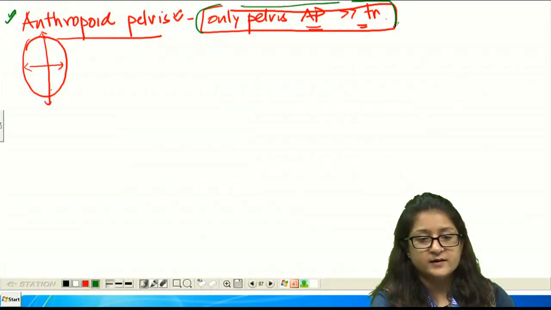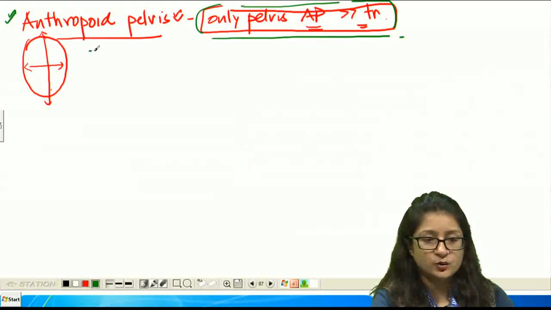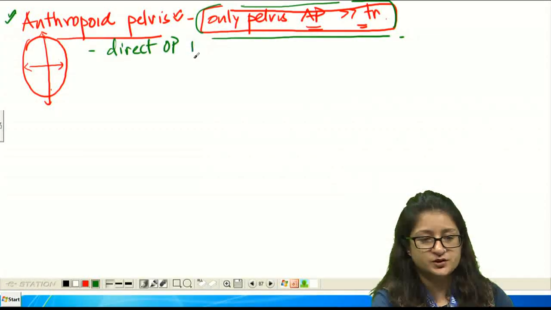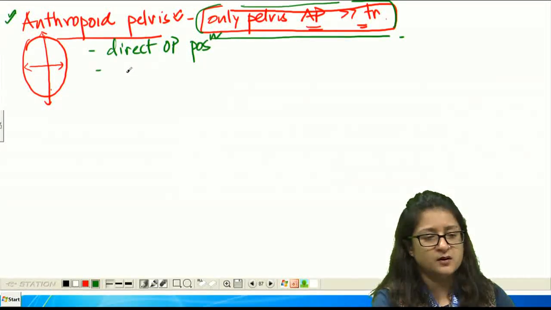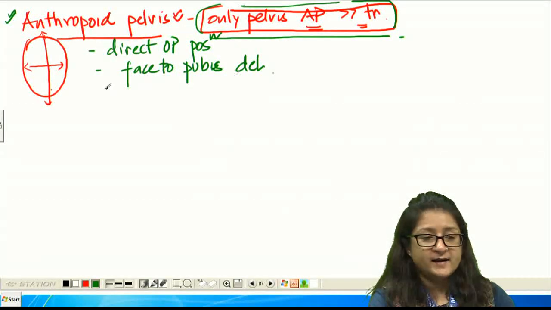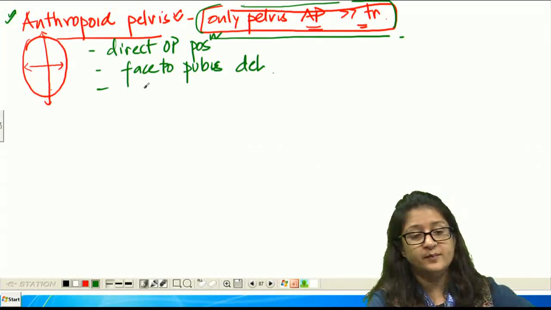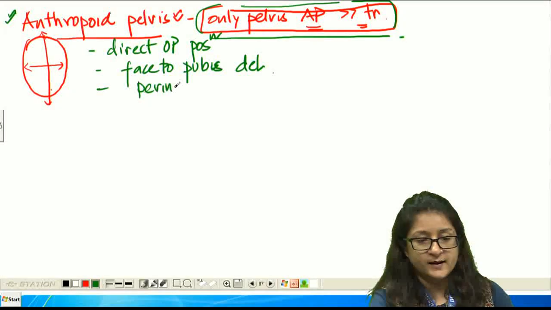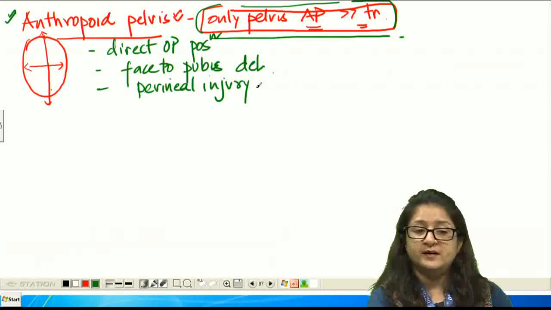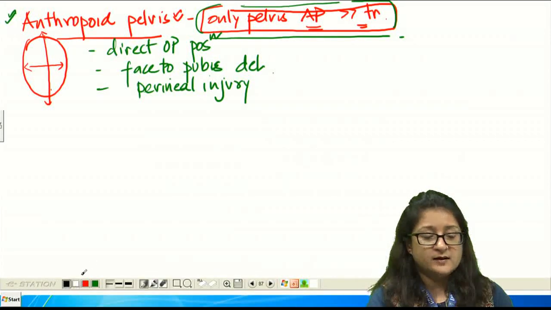And what are the important points about this anthropoid pelvis? I told you it is associated with direct occipito-posterior position. Face to pubis delivery will happen in this kind of pelvis. And another important point, there are more chances of perineal injury in this kind of pelvis. Another important pelvis is now the platypelloid pelvis.